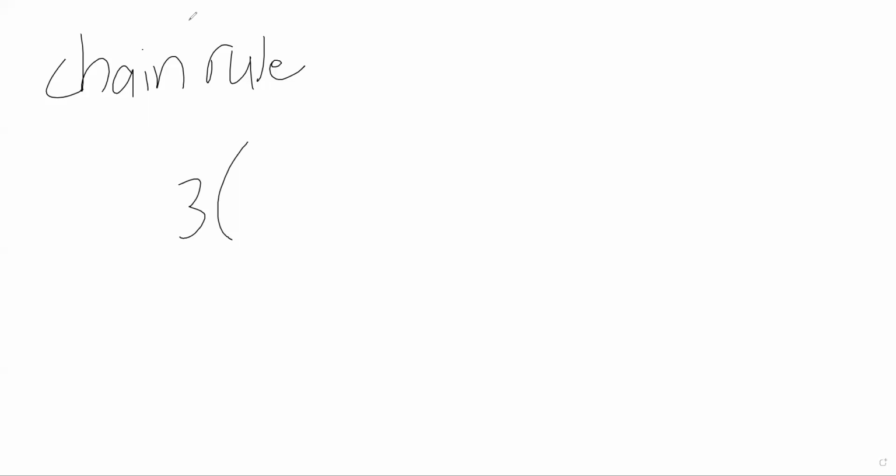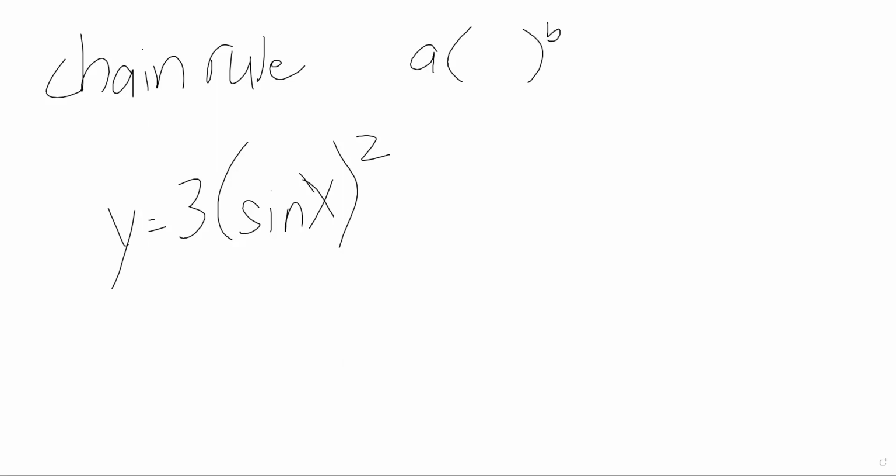3 times, let's say, the sine of x squared. You'll see that it's the same thing that I wrote before, except now instead of the x being in here, it's sine of x. So how would you do that? You would have to do the chain rule. So what's the chain rule? The chain rule is if you have something like a times whatever's in the parentheses raised to the b, what you're going to do is a times b times the parentheses raised to the b minus 1 times the derivative of the parentheses.